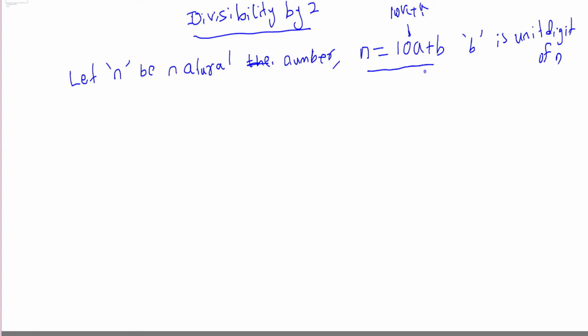Since here we observe 10a is an even number. Can you agree? Is 10a an even number? Why? Because it is divisible by 2, definitely, because 10 divided by 2 is 5. Whatever the number a is, we don't worry about it, but 10a is an even number and it is divisible by 2.